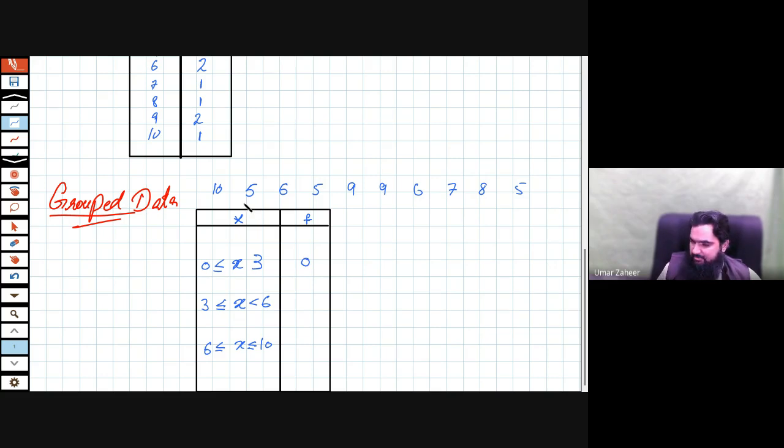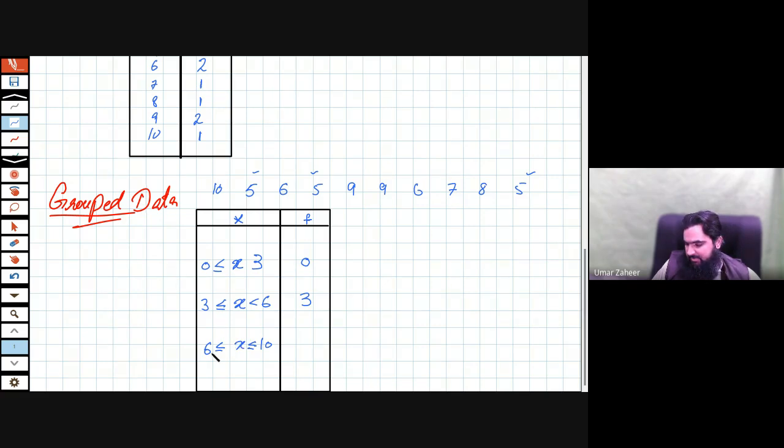Any student who is getting the marks between 3 to 6? 6 is not included. 5. Yeah. 1, 2, 3. There are 3 fives.